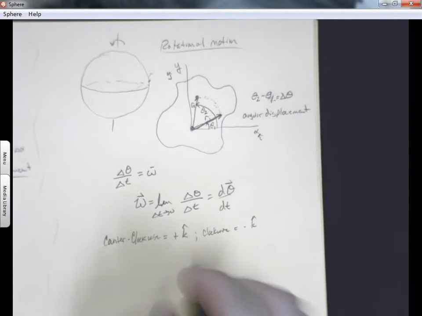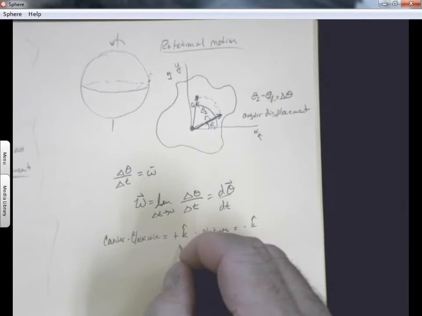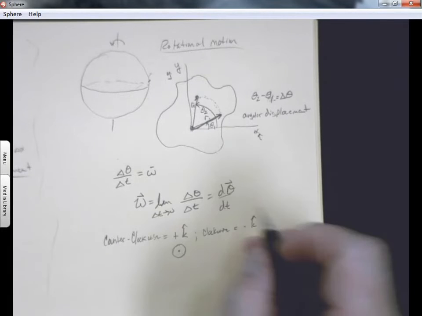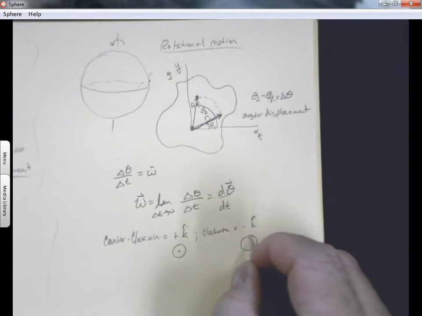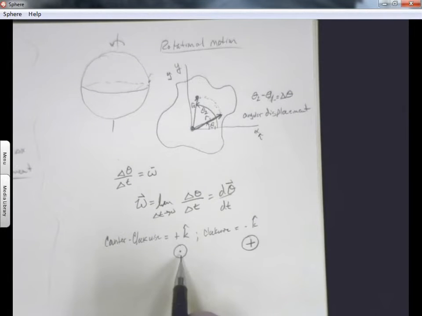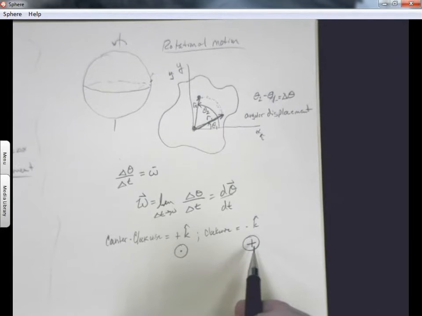Both of these have two different ways of looking at it. If something's coming out of the board at you, we can draw a vector that looks like that. And if it's going into the board, then we draw a vector that looks like this. These are representative of the tip of an arrow and the tail feathers of an arrow. So this is coming out of the board at you, and this is going away from you into the paper, or into the board.